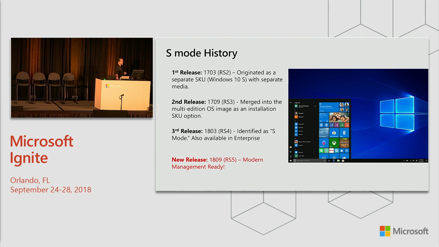Now, for the second release in RS3 or 1709, what we did is we merged S mode, or S, the SKU, into the overall multi-OS image. So you could actually select, when installing Windows 10, a Windows 10 S variant. Starting with 1803, we identified S as a mode now, and no longer a separate or specific SKU. We also made it available in Enterprise as well. That's what I run every day. I run Windows 10 S Enterprise, or Windows 10 Enterprise in S mode.